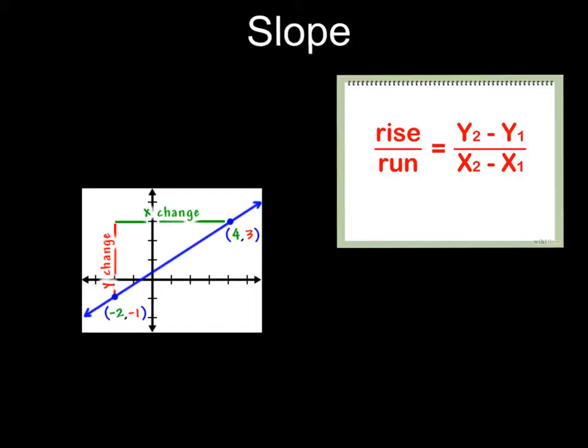This lesson will be over slope. Slope has two formulas. If you're looking at a graph, it's going to be rise over run. And if you're looking at two points, so two ordered pairs on a graph, it's going to be y2 minus y1 over x2 minus x1. Either one of these will work. You don't have to do both, just one.